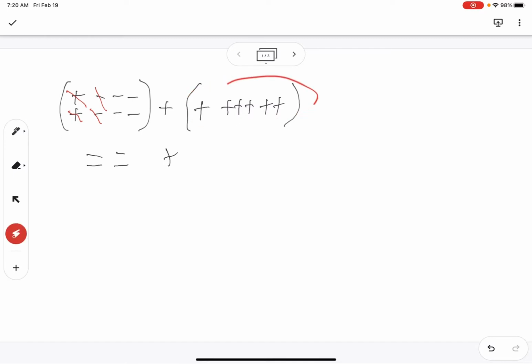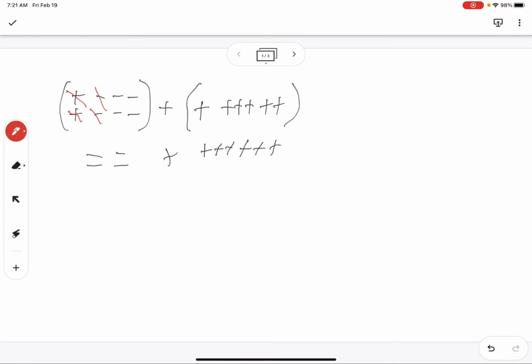So I've got this plus. I'm going to add them to these pluses. So that gives me 6 pluses. Plus, plus, plus, plus, plus, plus. So now I've got these 4 negatives plus these 6 pluses. So now what kind of happens? Well, when we combine them, doesn't a negative and a plus cancel each other out?